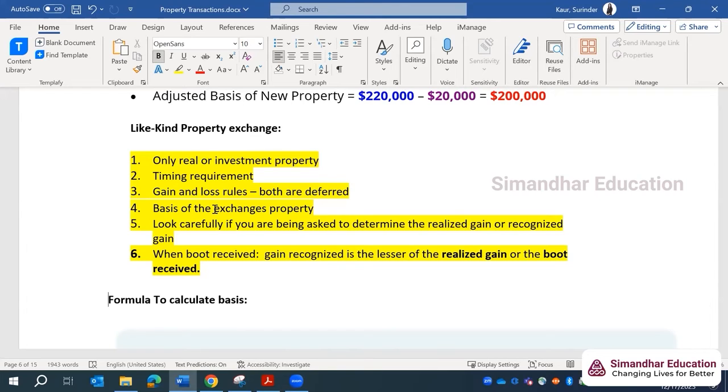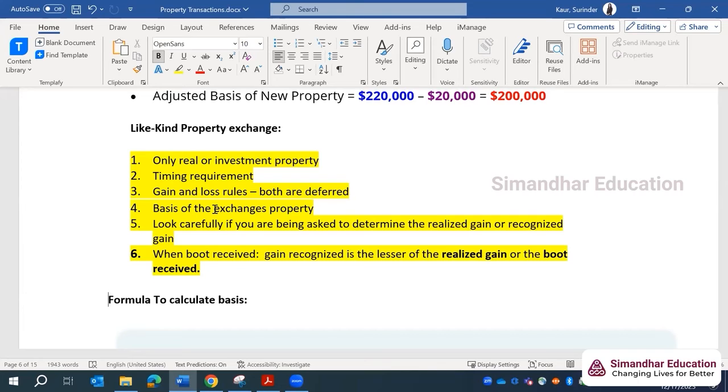What is boot? Boot can be cash that you're receiving in the exchange apart from the property. Boot can be any other property which is not a like-kind exchange property. Boot can be a relief of a debt that you had associated with the property that you exchanged.